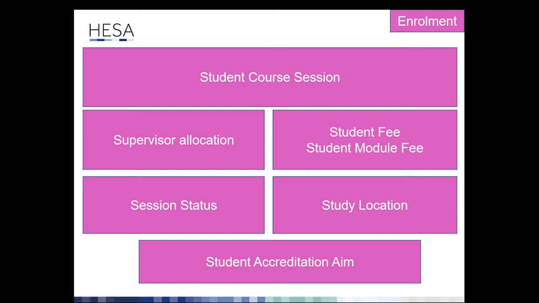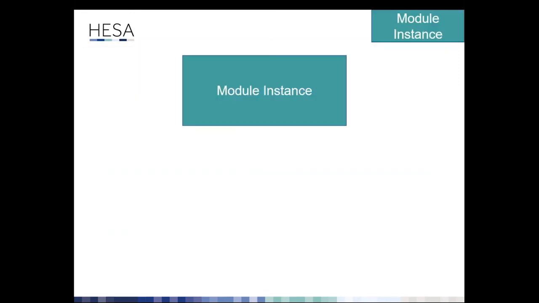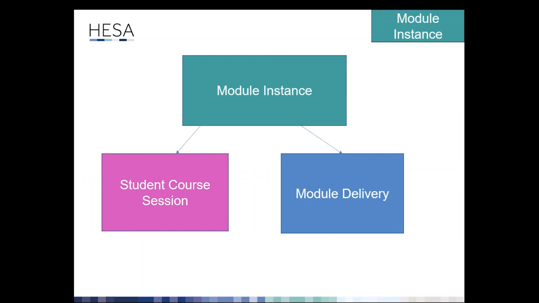So that's the information that's associated with a student course session and the associated entities. That's the enrolment section. We'll move on now to the module instance. This records a student's specific interaction with a module delivery and that module outcome. In the same way that a student course session links together a course session and a student registration, the module instance links together the student course session with the module delivery. So again, it's a way of associating that student data you have with specific curriculum data.